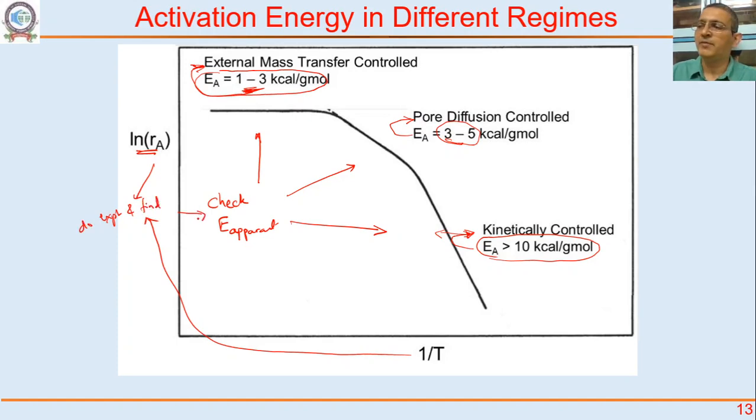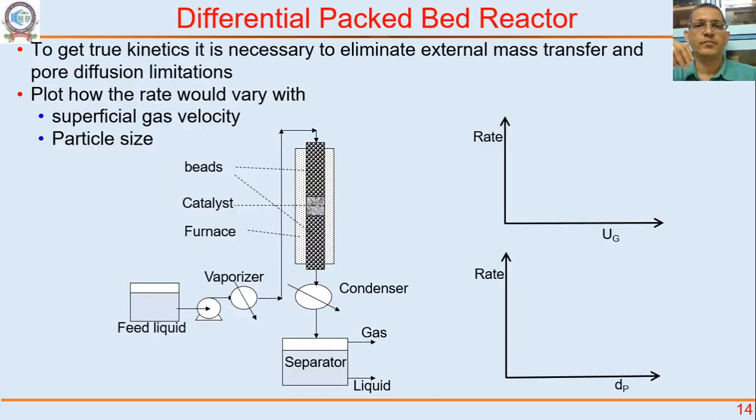And get apparent activation energy. Think about all these things. So one way of doing that is to do experiments in a packed bed reactor, right? In a packed bed reactor, we need to eliminate pore diffusion limitation and we need to eliminate external mass transfer concentration limitations. How do you eliminate external mass transfer? Increase turbulence, increase gas velocity.